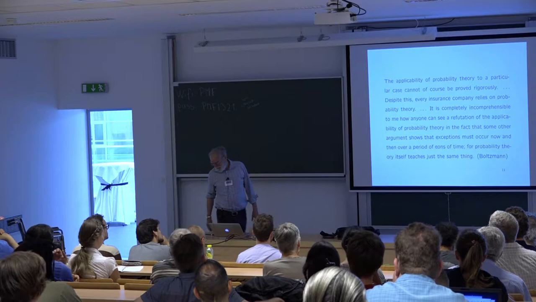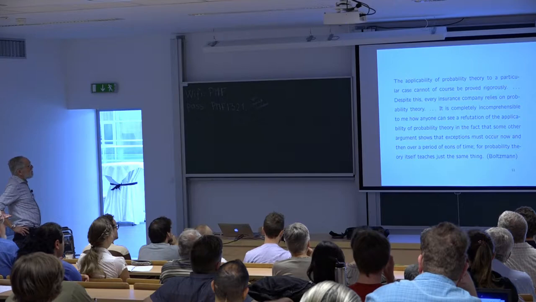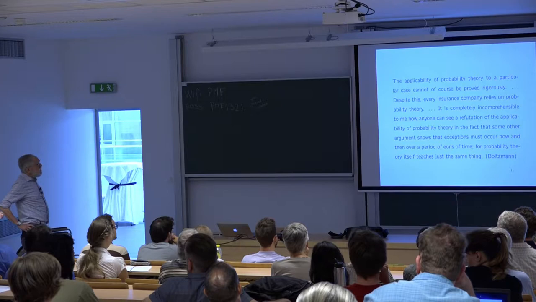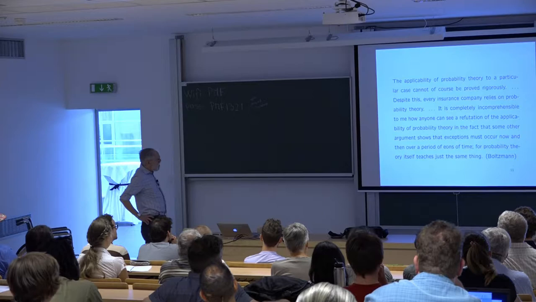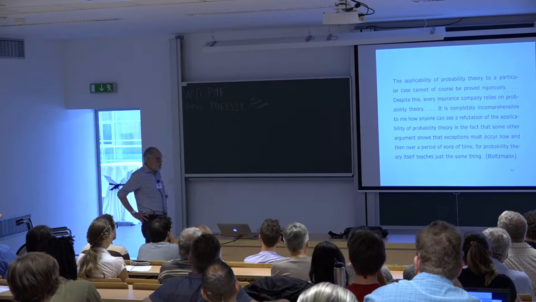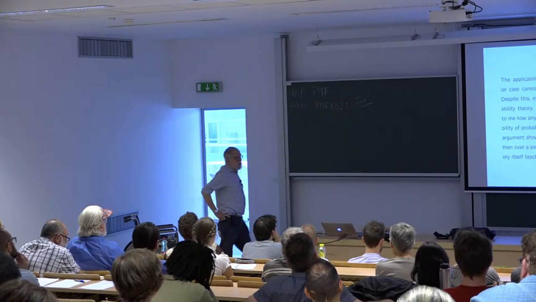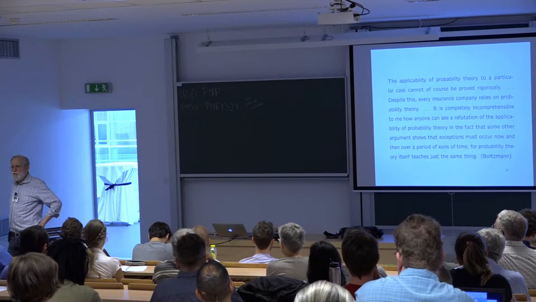Here's another Boltzmann quote in the same spirit. "The applicability of probability theory to a particular case cannot, of course, be proved rigorously. Despite this, every insurance company relies on probability theory. It is completely incomprehensible to me how anyone can see a refutation of the applicability of probability theory in the fact that some other argument shows that exceptions must occur now and then over a period of eons of time. For probability theory itself teaches just the same thing." Okay, so there's lots of exasperation in Boltzmann's voice here, because people were having a lot of trouble accepting his theory, raising all kinds of objections. Boltzmann didn't find that the objections had much merit. He thought people simply hadn't understood what he was saying. I'm not sure the situation has improved that dramatically.